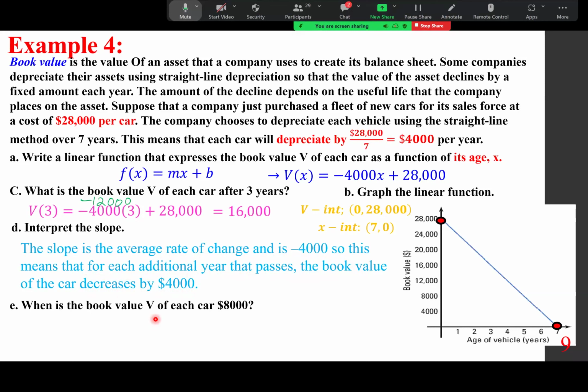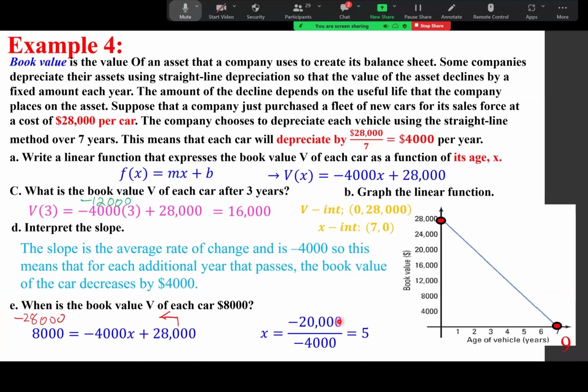When is the book value V of each car $8,000? Going back to this again, just like before, replacing the V with whatever number they gave us. So 8,000 equals minus 4,000x plus 28,000. So obviously, we are going to move this and make it negative 28,000, which becomes negative 20,000. You divide the negative 20,000 by negative 4,000, it takes 5 years.